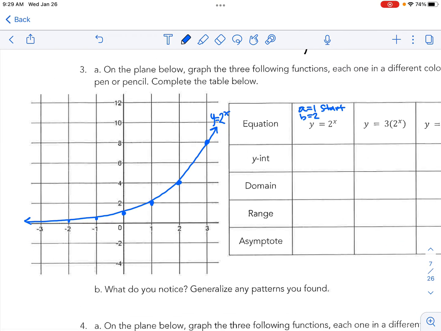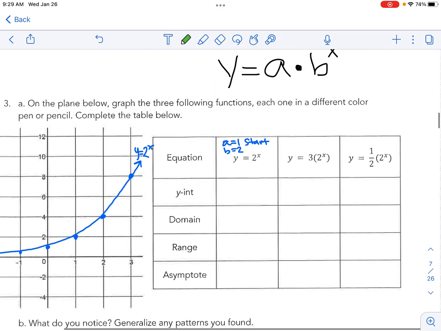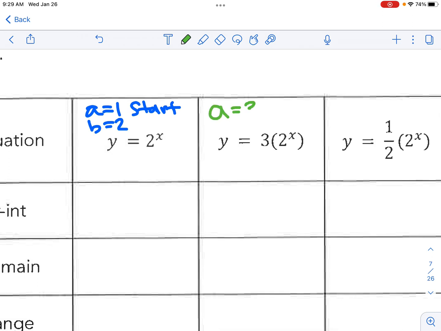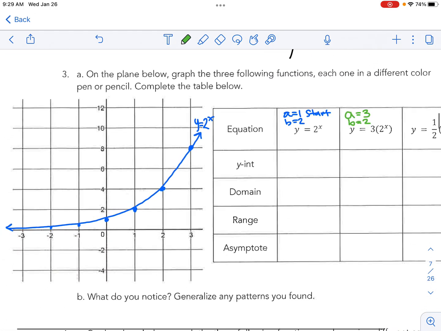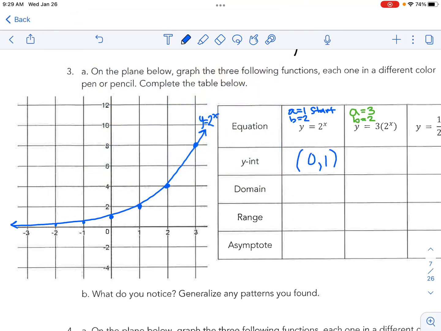All right, so now we want y equals 3 times 2 to the x. So if you notice, we're changing the a. Let's go green. So now our start value is 3, and our base is still 2. Okay, so let's fill in this table before we move too far. The intercept is 0, 1. The domain is still all reals. The ranges are still all positive y values. Asymptote is still at y equals 0. Now let's graph 3 times 2 to the x.